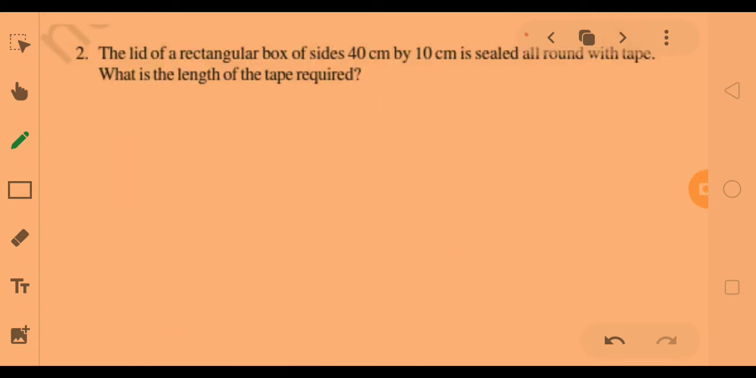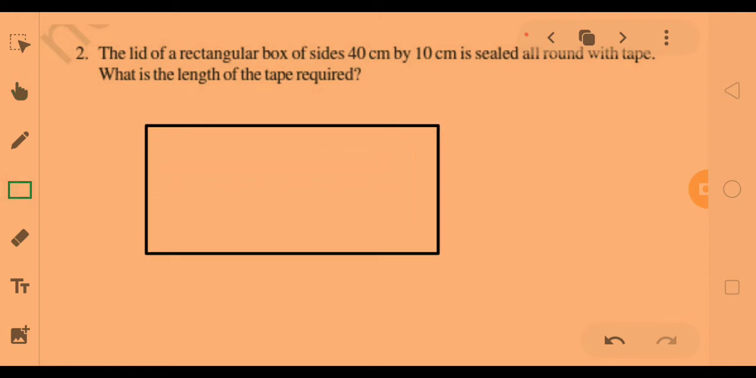Now let us have a look at a problem. Here you can see a word problem. The lid of a rectangular box of side 40 centimeter by 10 centimeter is sealed all round with tape. What is the length of the tape required? So let us assume a rectangular box. Suppose this is the shape of the rectangular box. The longest side is length, so let us assume that length is given as 40 centimeter and its breadth is given as 10 centimeter.